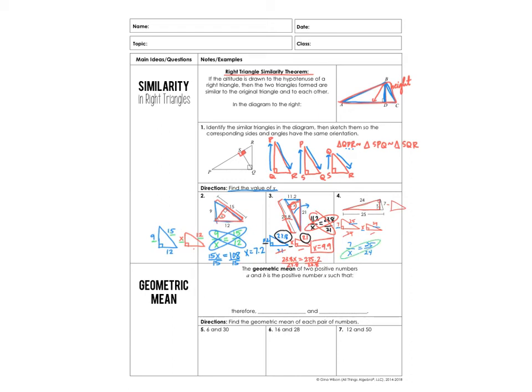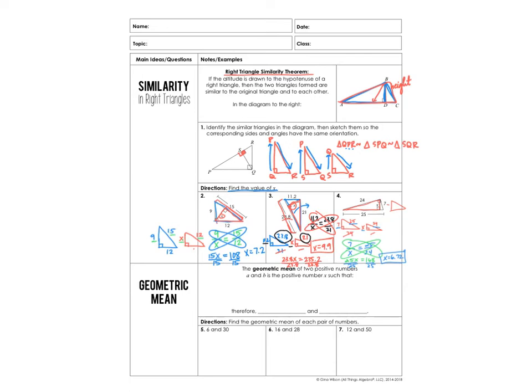Once you have a proportion, you cross multiply. That's 25x equals 7 times 24, which is 168. So to get x by itself, you divide by 25, and you're going to get 6.72. So that side length is 6.72. Okay, let's look at geometric mean.